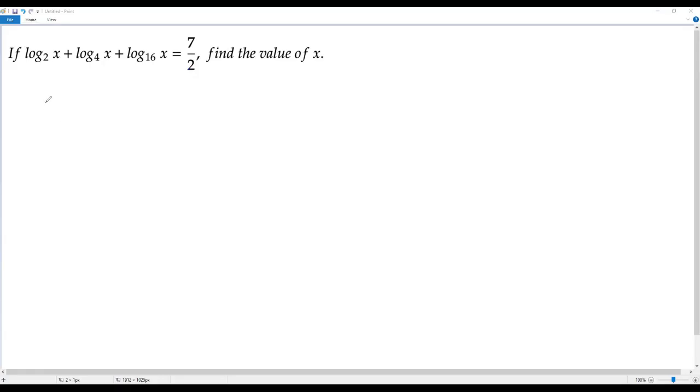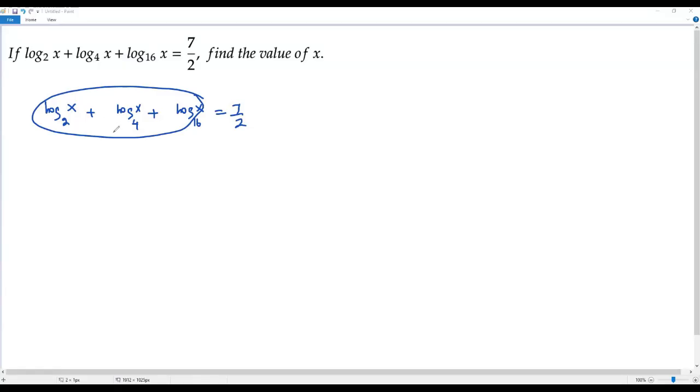First, let me write the given equation as it is. It is log x to the base 2 plus log x to the base 4 plus log x to the base 16 equals 7 over 2. If I want to add logarithms using the product rule of logarithm, I need the same base for all the logarithms. But here the base of the first logarithm is 2, the base of the second logarithm is 4, and the base of the third logarithm is 16.